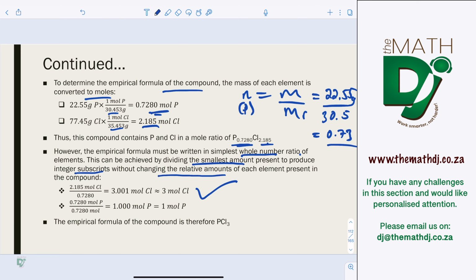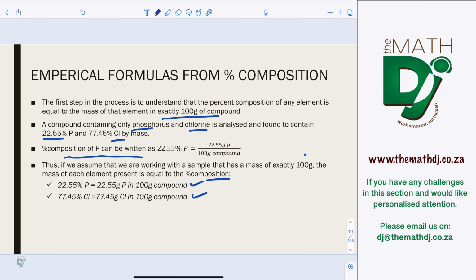So the smaller one is 0.782. For the chlorine we divide it, then we get almost 3. Then for this one it will be 1. So basically this is the formula of phosphorus trichloride. This is how you find it using the empirical formula.